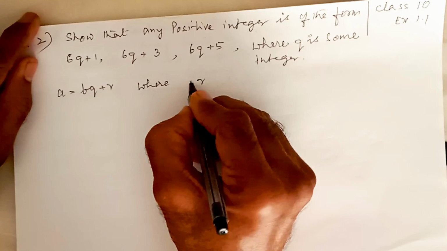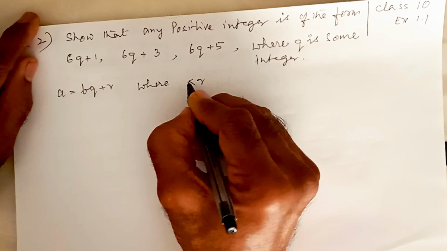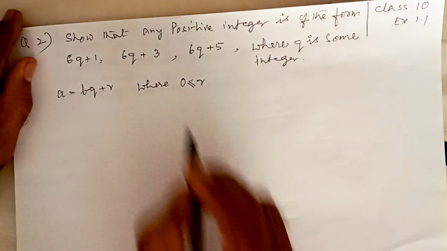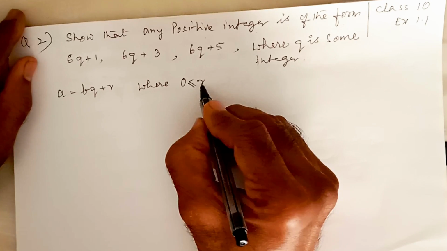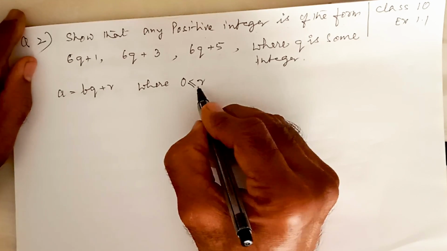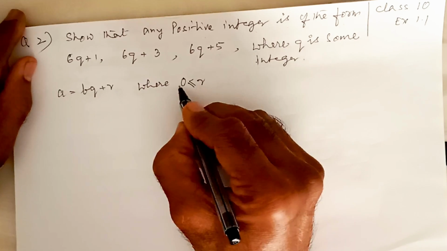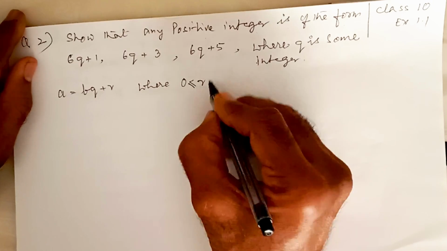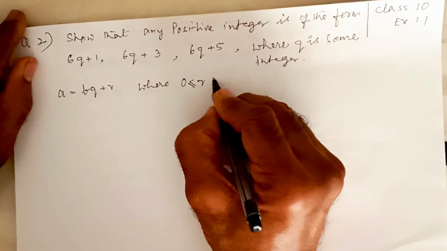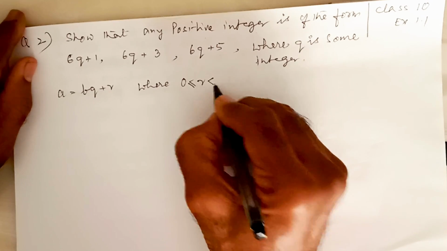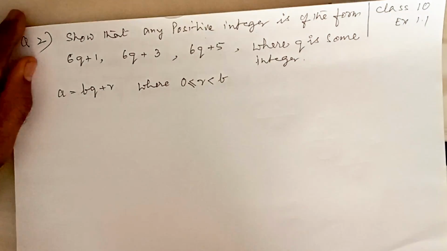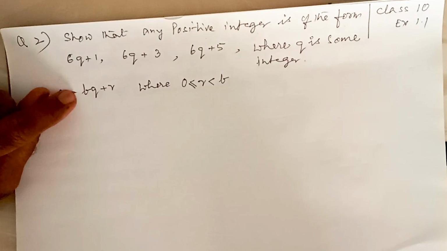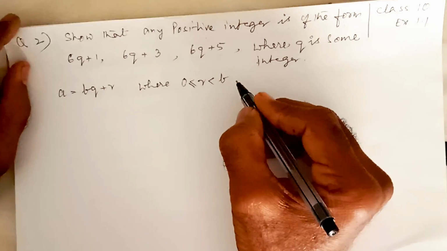Here r is greater than or equal to 0. That's the condition. Remainder will never be less than 0. It is always greater than 0, or it can be equal to 0. And this also should be noted, that it is less than b. What is b? Yes, it is the divisor.